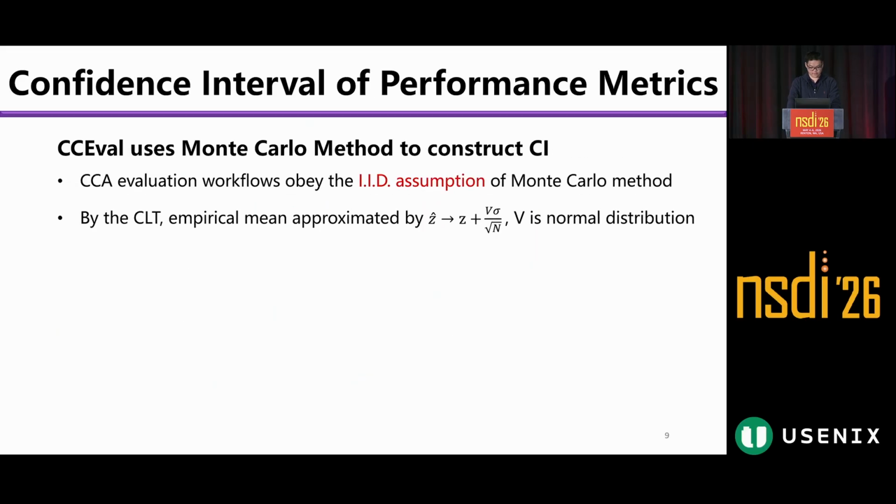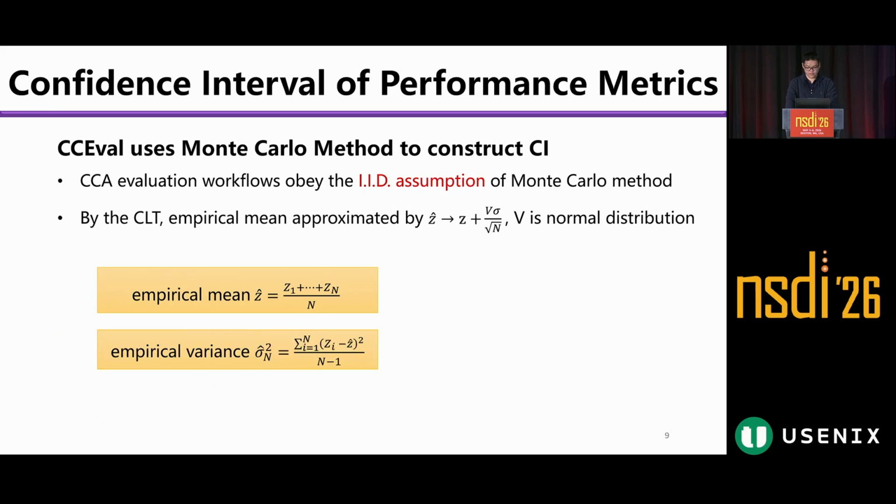So we deep dive into how CCEval constructs the confidence interval. We find the CCA evaluation workflow obeys the IID assumption. Each trial comes from an identical distribution and is independent of the others. Hence, we can use the Monte Carlo method, and based on the central limit theorem, the empirical mean is approximated by a normal distribution. Hence, we can first compute the empirical mean. Then we compute the empirical variance, and combining them, the confidence interval is shown.